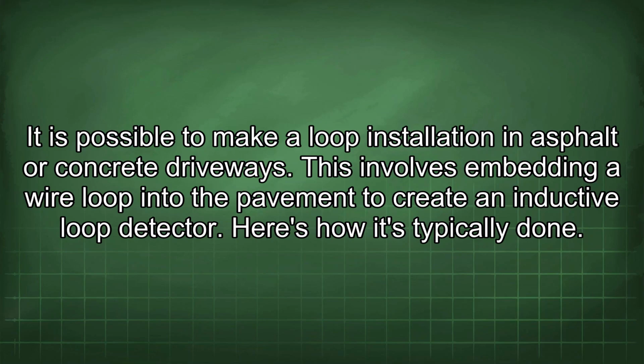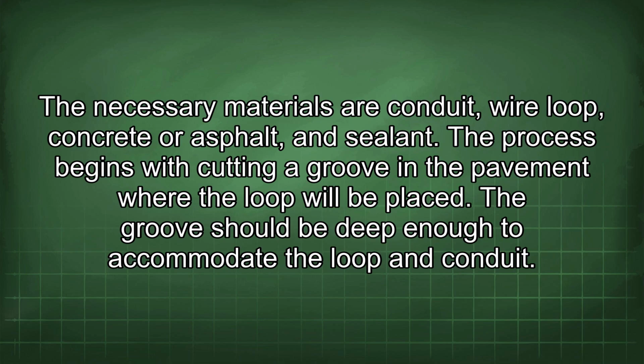It is possible to make a loop installation in asphalt or concrete driveways. This involves embedding a wire loop into the pavement to create an inductive loop detector. Here is how it's typically done. The necessary materials are conduit, wire loop, concrete or asphalt, and sealant.